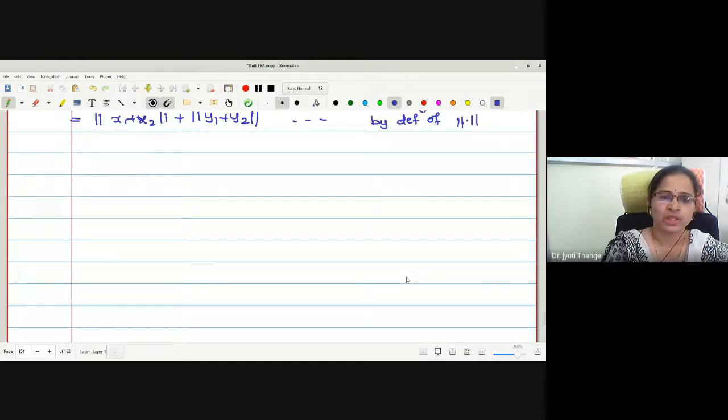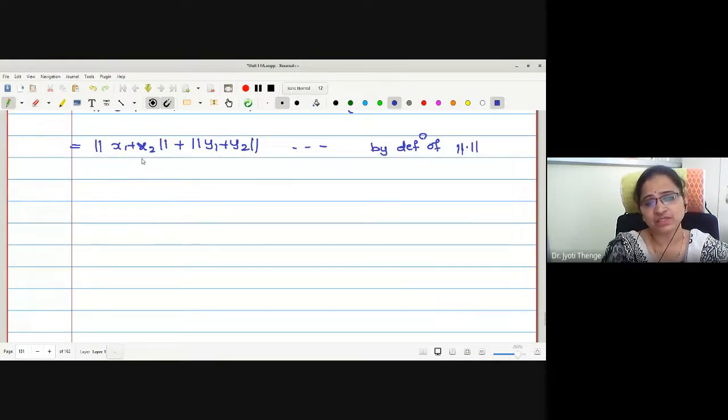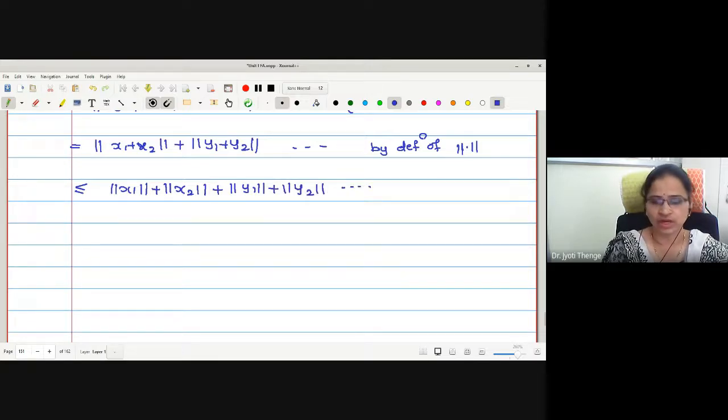Correct, no? Now, already x1 plus x2 are in the normed linear space N, and y1, y2 are in the normed linear space N dash. Therefore, may I use the triangular inequality here? Norm x1 plus norm x2 added with norm y1 plus norm of y2. Correct. For the reason I will write: N and N dash are normed linear spaces, and which property have we used? Using triangular inequality. Correct.